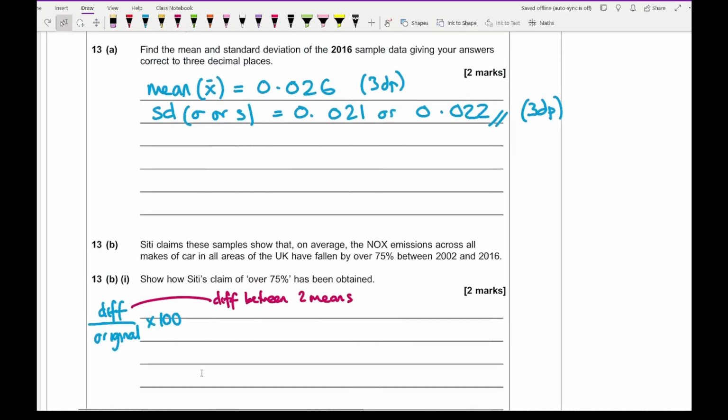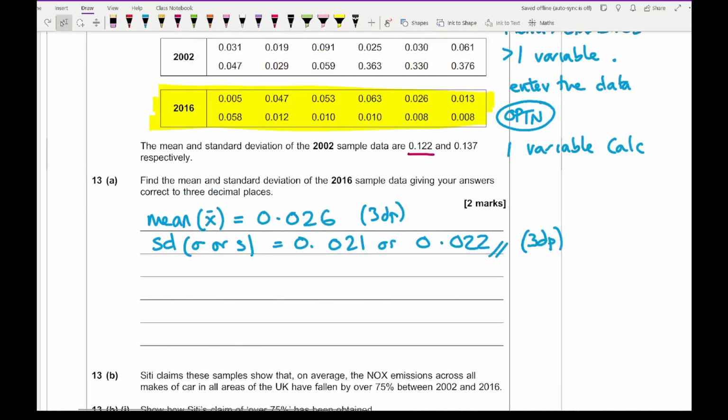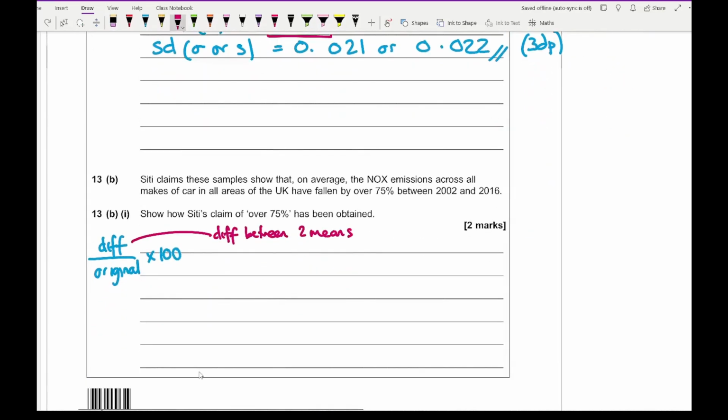Which, if I go back, is 0.122, and the one that I've just calculated for part A, and so that's going to be 0.122 minus 0.026, divided by the original, which was in 2002, so that's going to be 0.122, and we're going to multiply that by 100. Now if I type that into my calculator, I get an answer of 78.7%, which is greater than 75%.